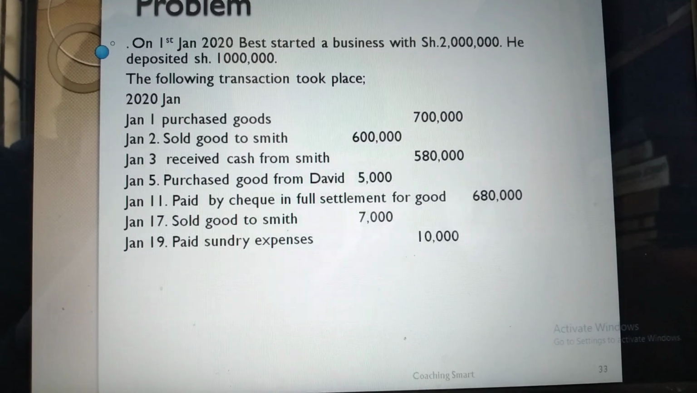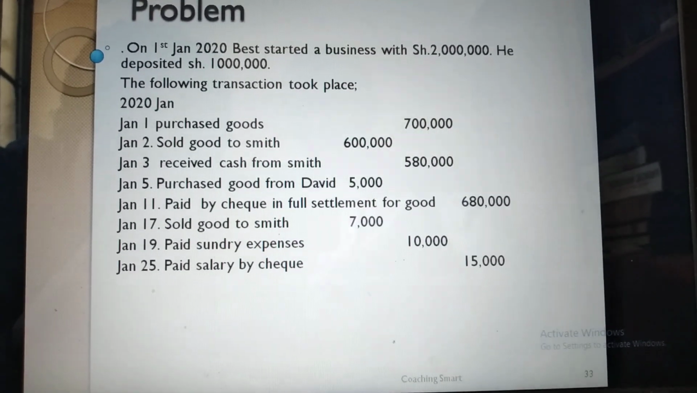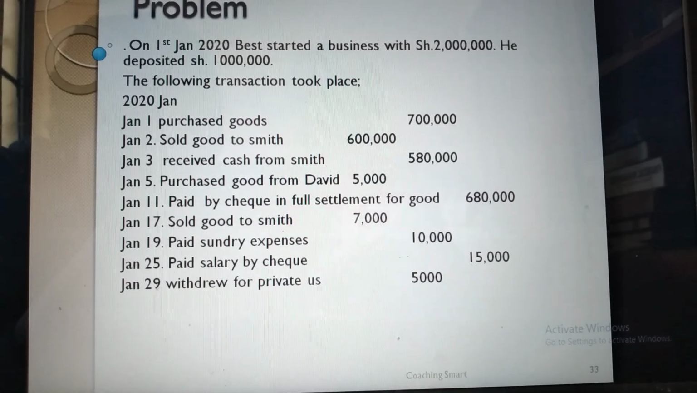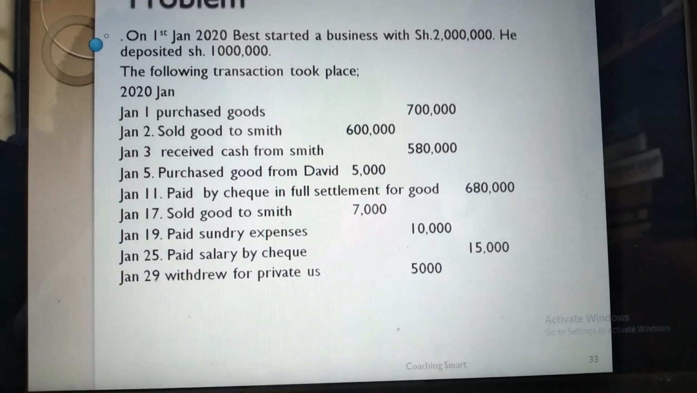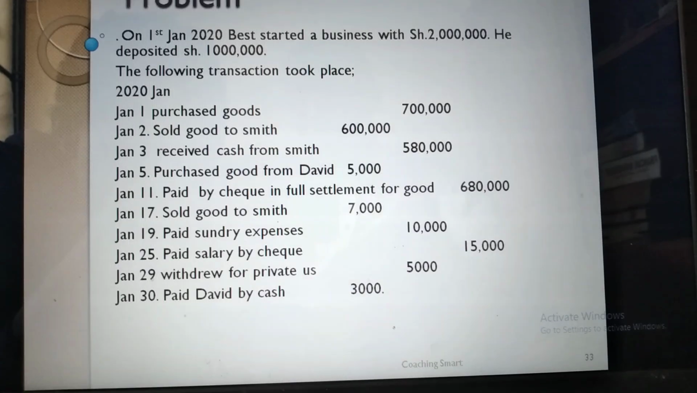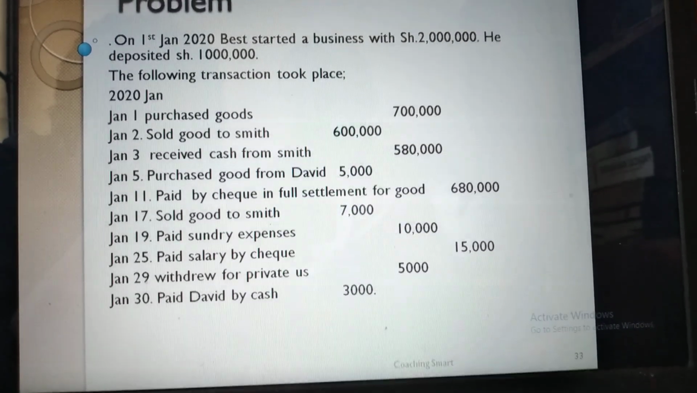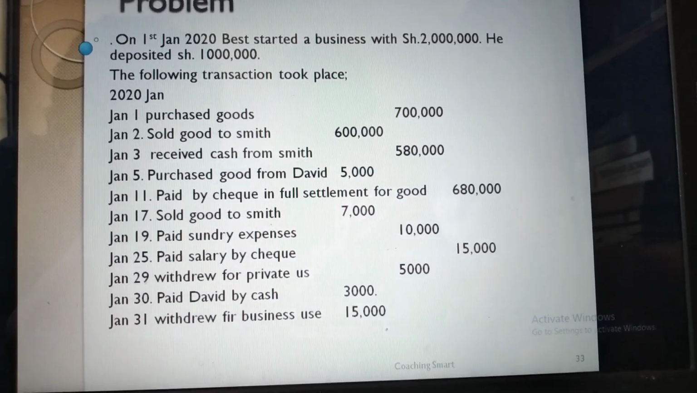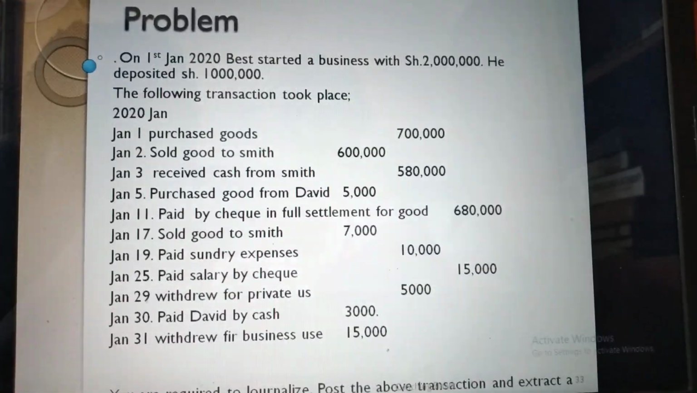January 19th, paid sundry expenses 10,000. January 25th, paid salary by check 15,000. January 29th, withdrew for private use 5,000. January 30th, paid David by cash 3,000. January 31st, withdrew for business use 15,000.